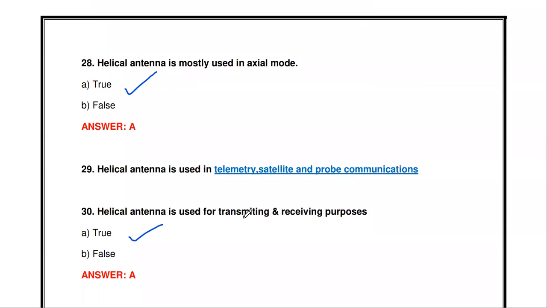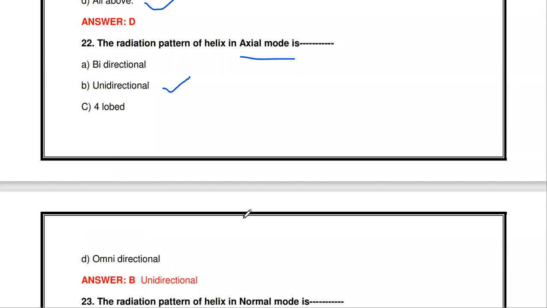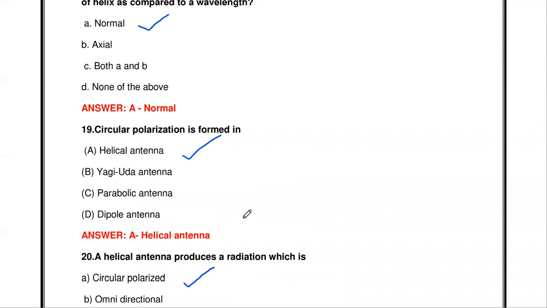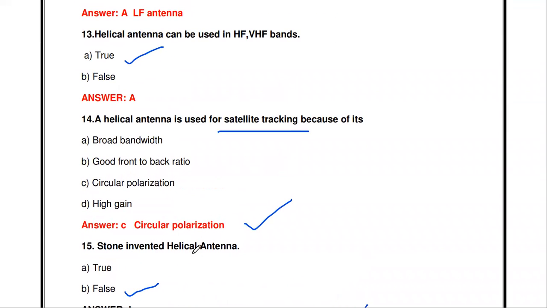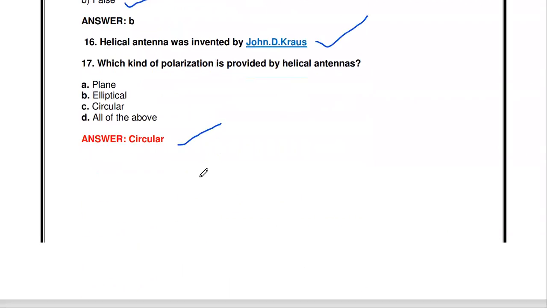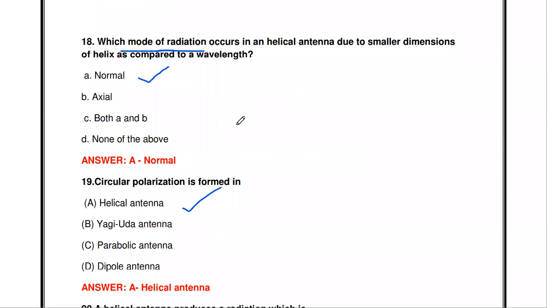So these are some of the questions about the helical antenna and the resonant and non-resonant antenna. In the helical antenna, there are two modes of operation: normal mode and axial mode. The helical antenna was invented by John D. Kraus. Which type of polarization is provided in helical antenna? Circular polarization. And this helical antenna is used in which frequency band? High frequency and very high frequency. We use the helical antenna in satellite, telemetry, and probe communication. The main thing is that it is used for circular polarization.